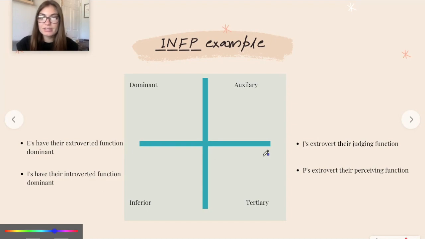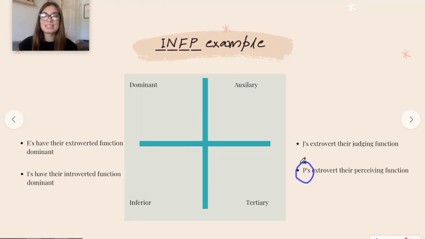So this person is a P, so they are going to extrovert their perceiving function, their learning function, the way they take in information. Remember, that's with our second letter. You're either an N or you're an S, and that's how you take in information. So they're going to extrovert their second letter, and then just by opposite, they'll introvert their third letter. Always working with the second and third letters.